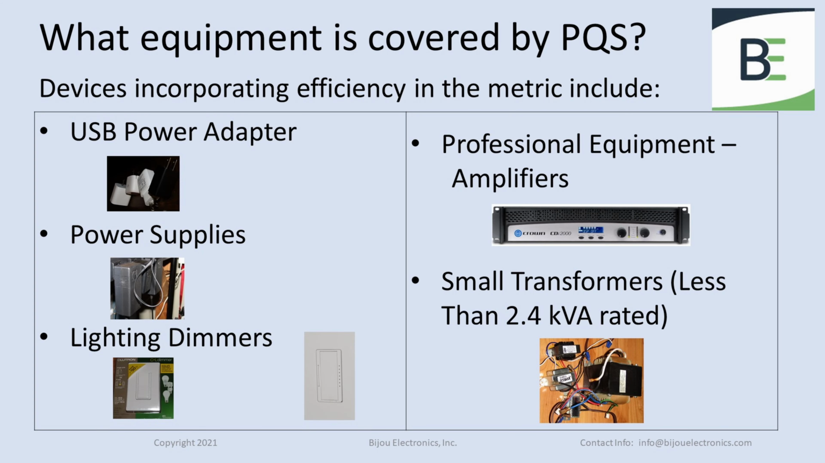Many devices are covered by power quality score. In fact, anything could technically be covered. But to keep things simple, the metric is being specifically used for smaller power-consuming devices. A power limit of 2.4 kilowatts or 2.4 kVA is enforced. Some examples of devices that incorporate efficiency as part of the power quality metric are listed on screen. All these devices provide a power in and a power out. Devices of any alternating current voltage can be measured from all over the world.